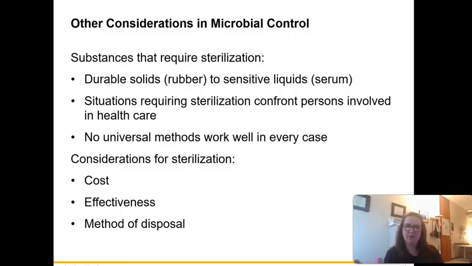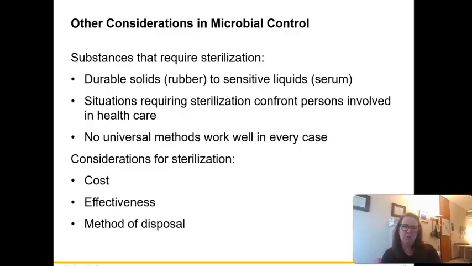Okay. So kind of an interesting slide here, thinking about other considerations of microbial control. So substances. What substance are we trying to sterilize? Because then we need to think about how to not break down that particular substance or compromise it in any way, but make sure that we're eliminating all those vegetative forms of the pathogen, as well as the endospores.